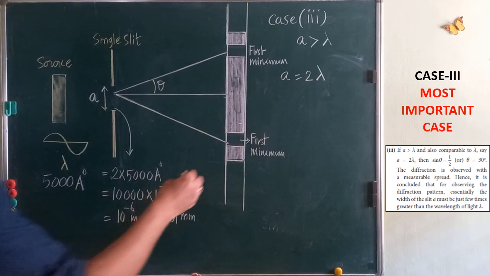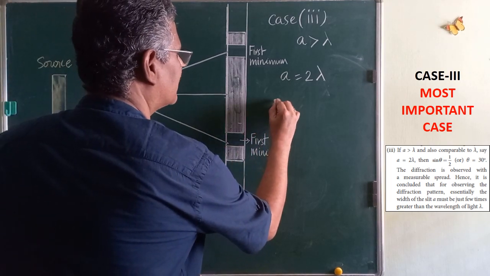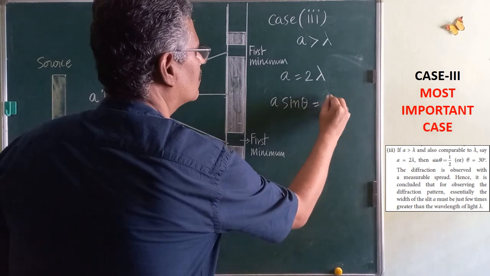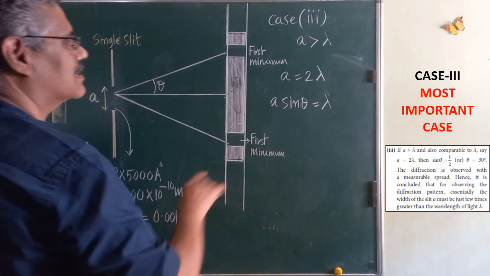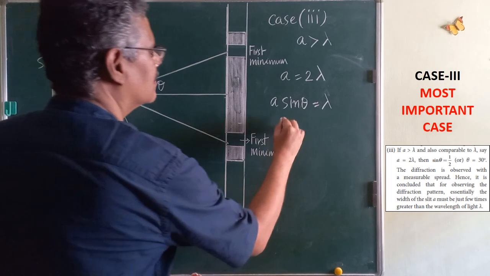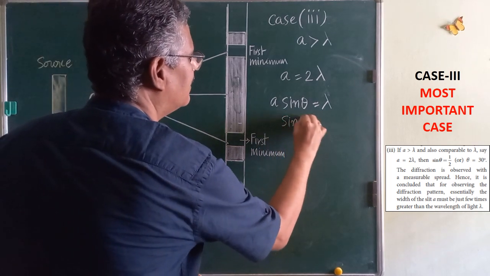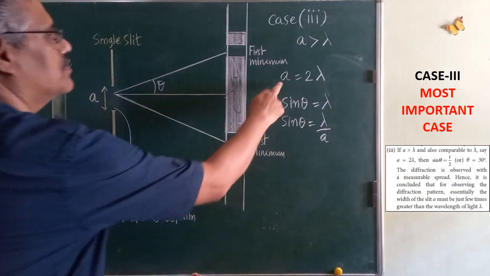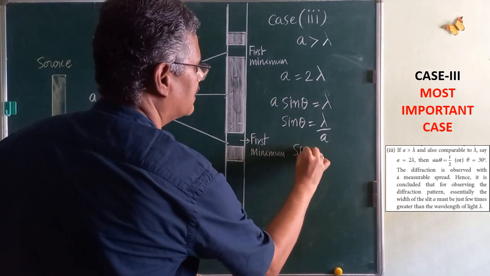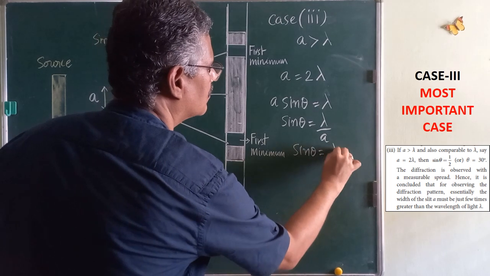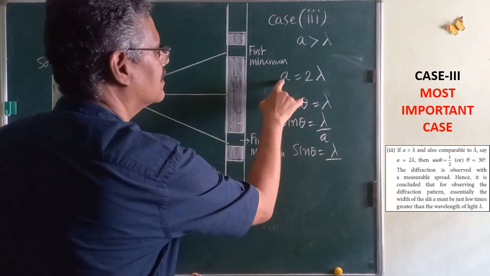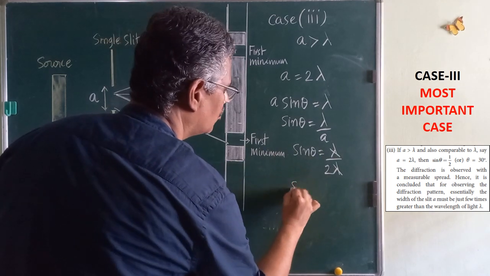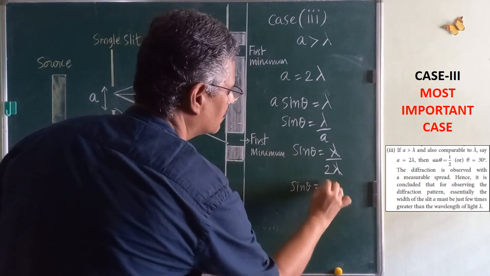Now we know the condition for first minimum. What is the condition for first minimum? A sin theta is equal to lambda is the formula. This is the condition for first minimum. Now you write it here, sin theta is equal to lambda by A. Substitute this value, sin theta is equal to lambda divided by, instead of A, substitute 2 lambda. Cancel this. You will get sin theta is equal to half.